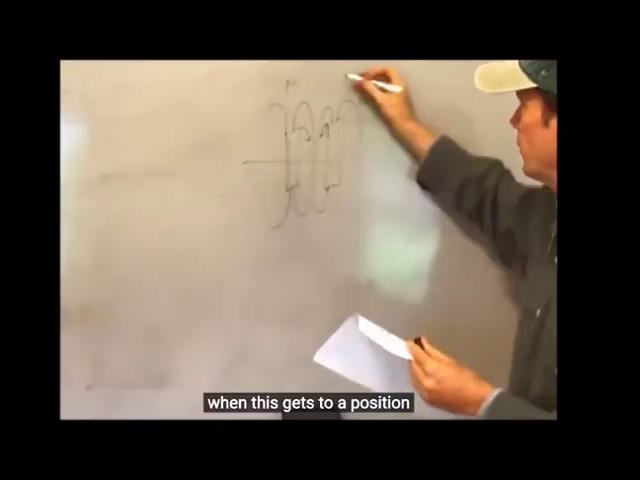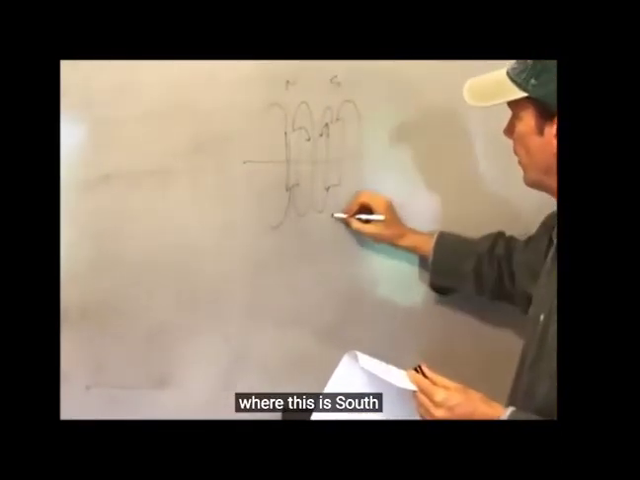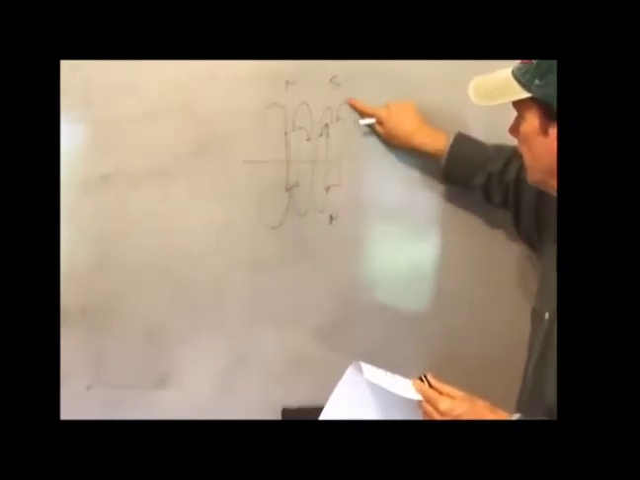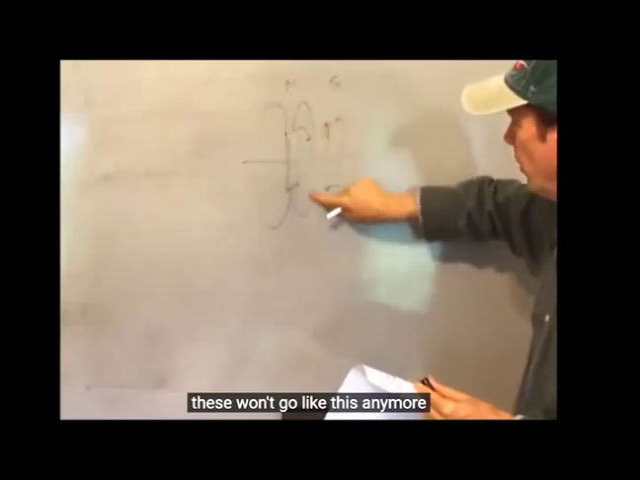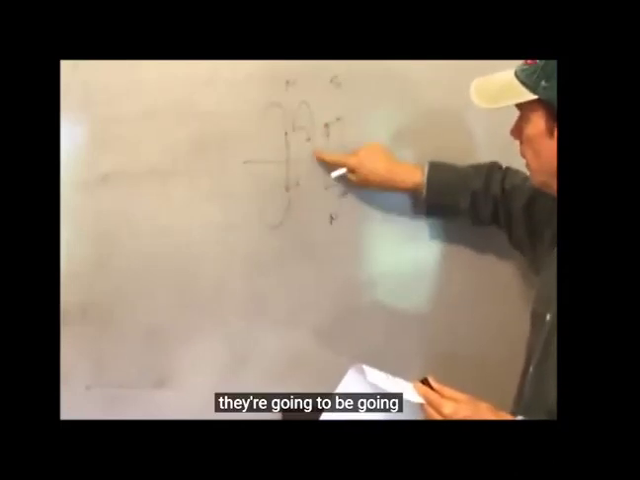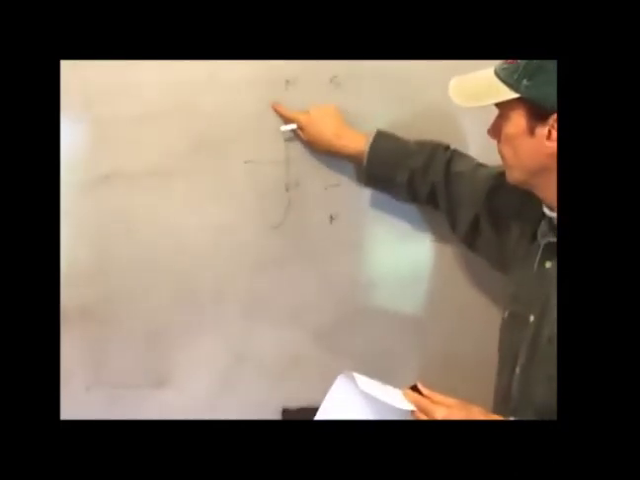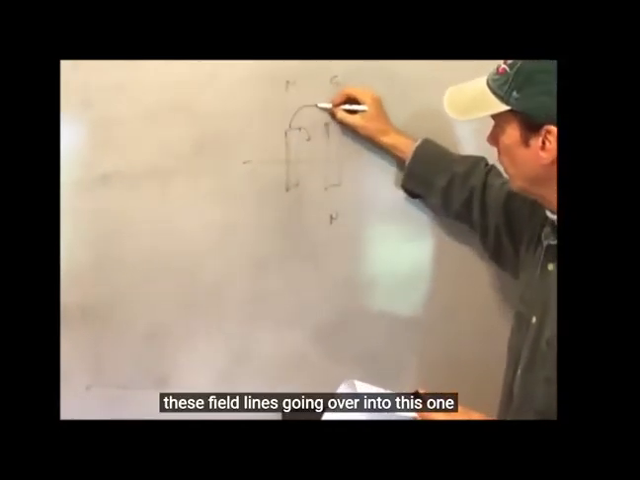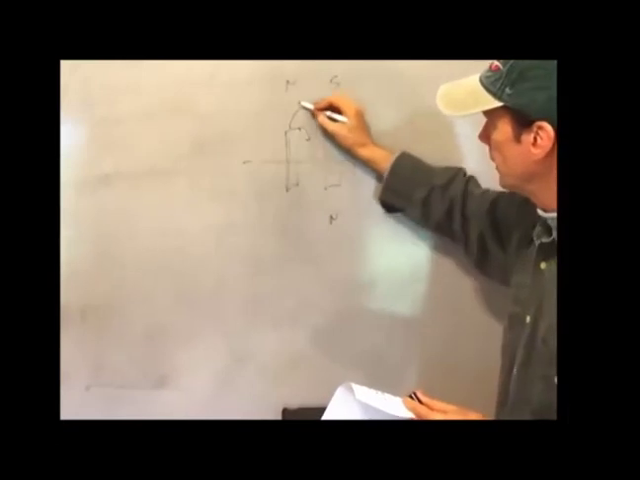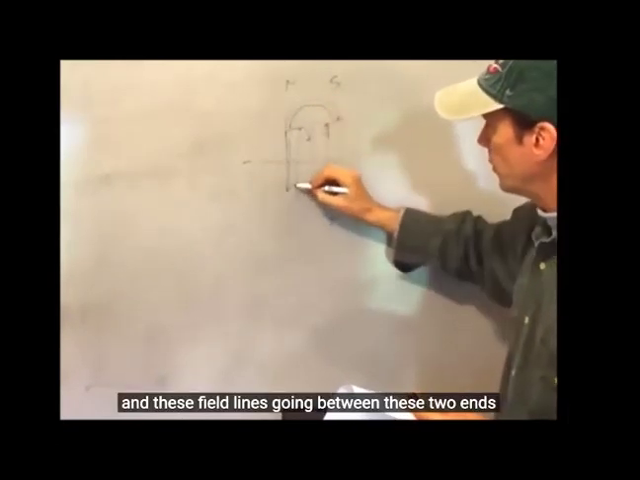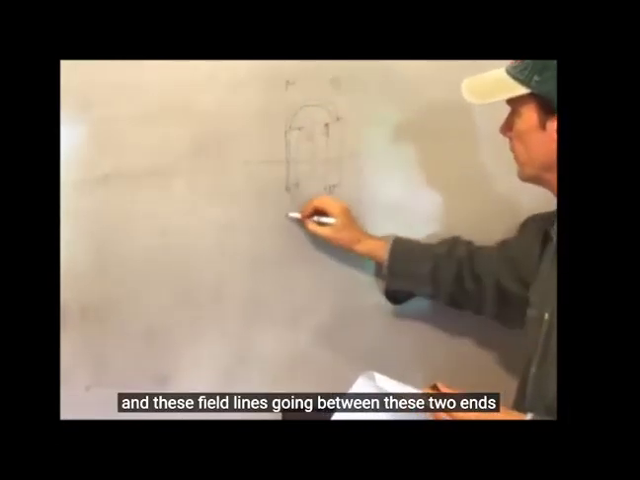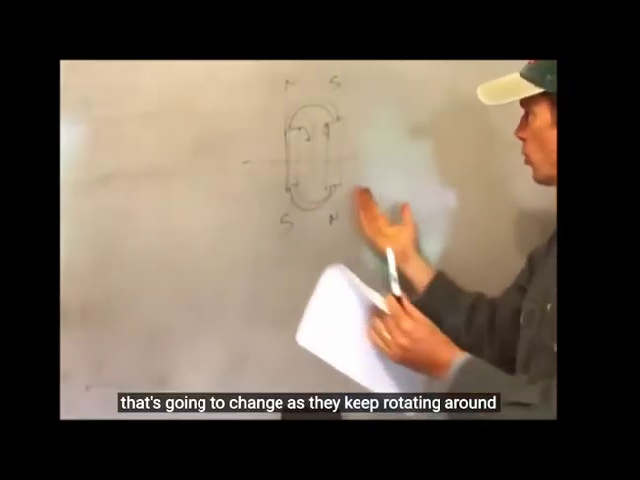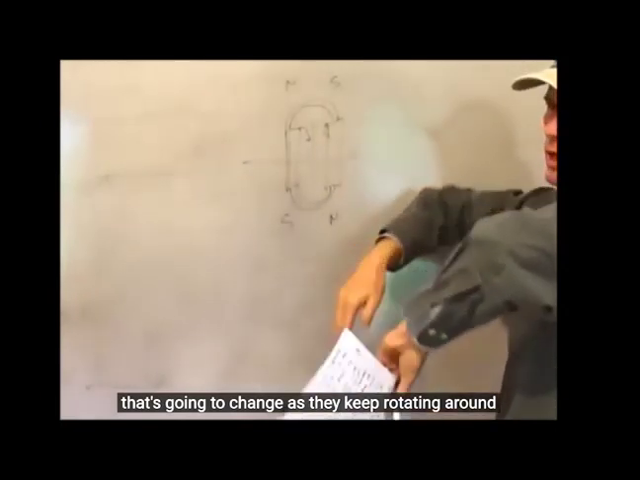When this gets to a position where this is south and this is north, then these won't go like that anymore. They're going to be going, these field lines going over into this one, and these field lines going between these two ends. And then that's going to change as they keep rotating around.